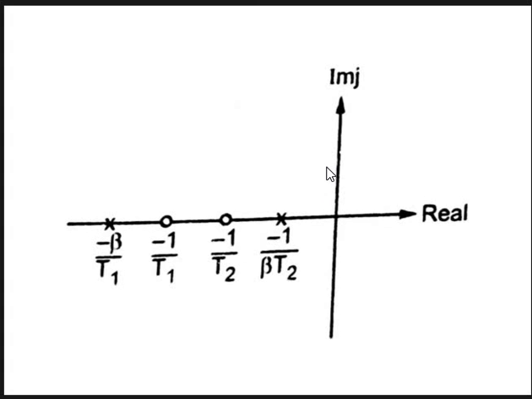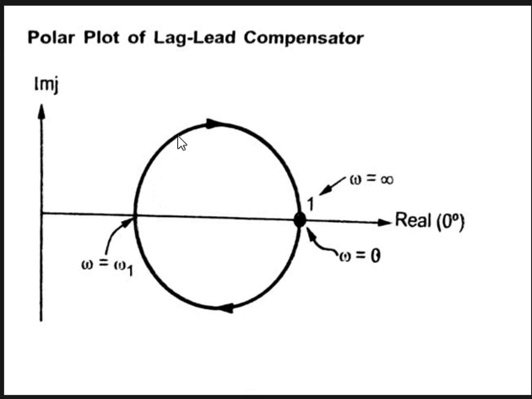Now the polar plot for the lead lag compensator. The lead lag compensator is nothing but a combination of lead and lag compensators. This is the polar plot for the lead compensator. This is the polar plot for the lag compensator. Combining these two, we get the polar plot for the lead lag compensator. Only this half is the polar plot for the lead compensator, and only this half is the polar plot for the lag compensator. Combining these two gives the polar plot for the lead lag compensator.